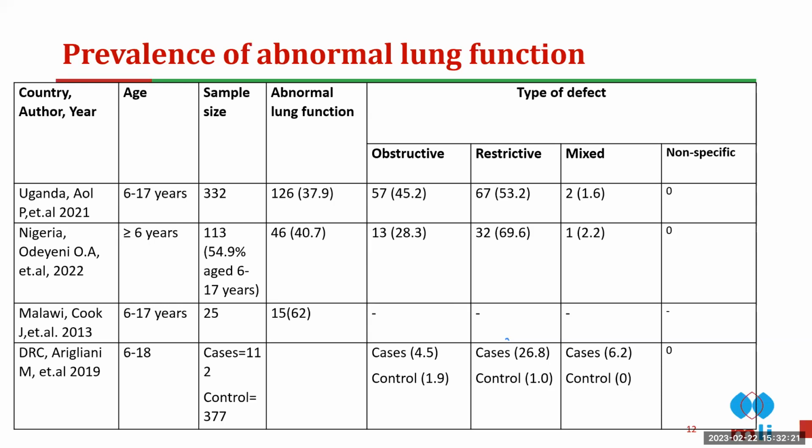And then another study in the DRC, this was a case control. They looked at children who had sickle cell disease and matched them with controls. They found that in the obstructive category, 4.5% had abnormal lung function while the controls had 1.9%; in the restrictive category, 26.8% versus 1% in the controls; and the mixed type was 6.2%, while the controls had 0. So the bottom line from this slide is that in Africa, the majority of children with sickle cell disease who have abnormal lung function have the restrictive type, but we also have a significant proportion with the obstructive type.